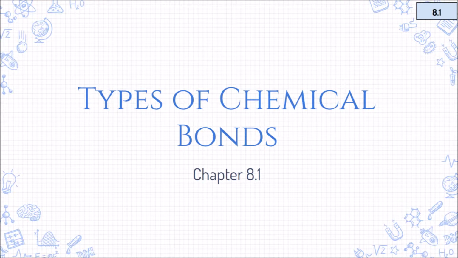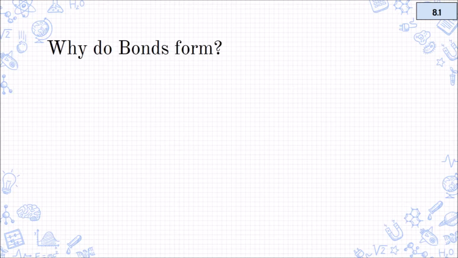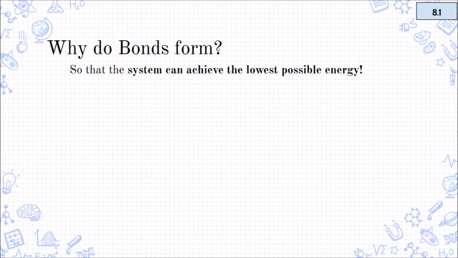Types of Chemical Bonds, Section 8.1. Chemical bonds. We're not referring to intermolecular forces. That is covered in Chapter 10. Here we are referring to the interaction of atoms to form molecules. So, why do bonds form? Like everything in chemistry, the formation of bonds is so that the system can reach a favorable state. In this case, the lowest possible energy. A state where the lowest possible energy exists for a system is the most stable.